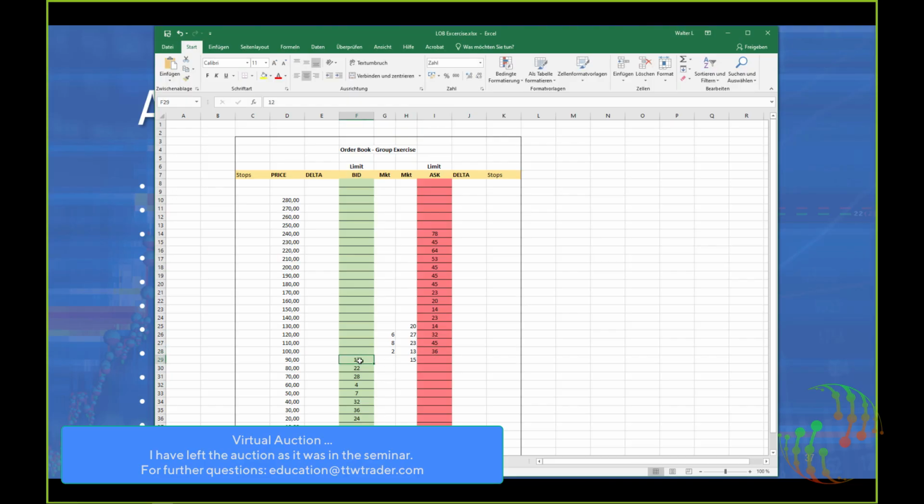I'm buying. I'm sitting here on the 90. No one? Last call. Oh, this was a little bit too fast for me. George buys 18 at 100. Bart buys 10 at 100.